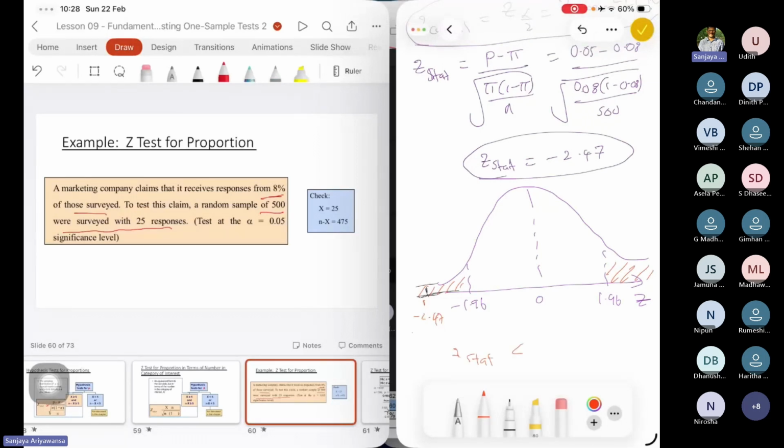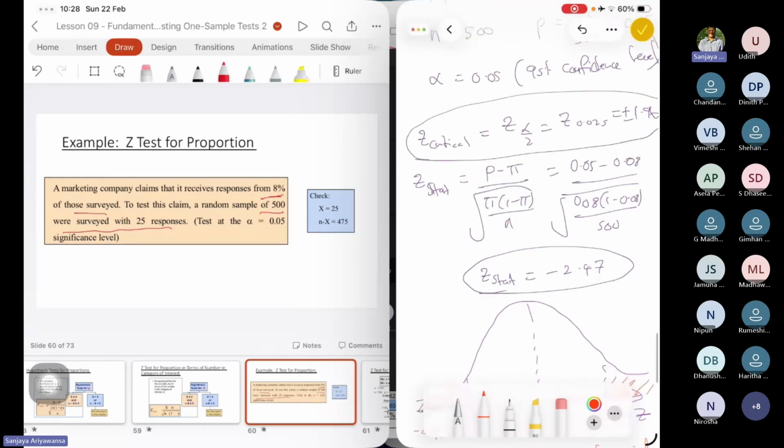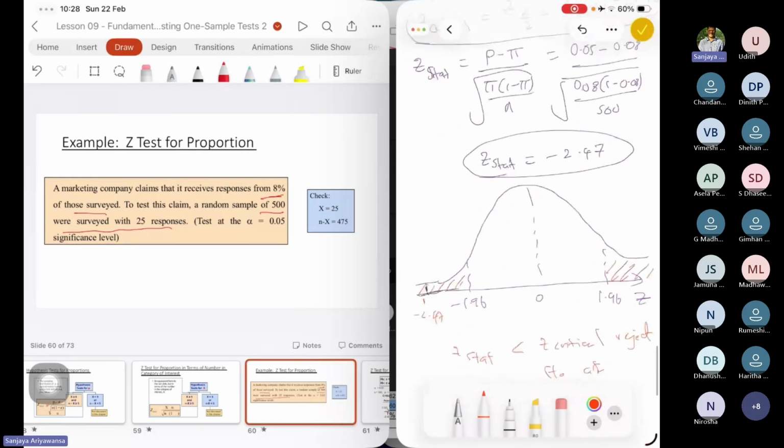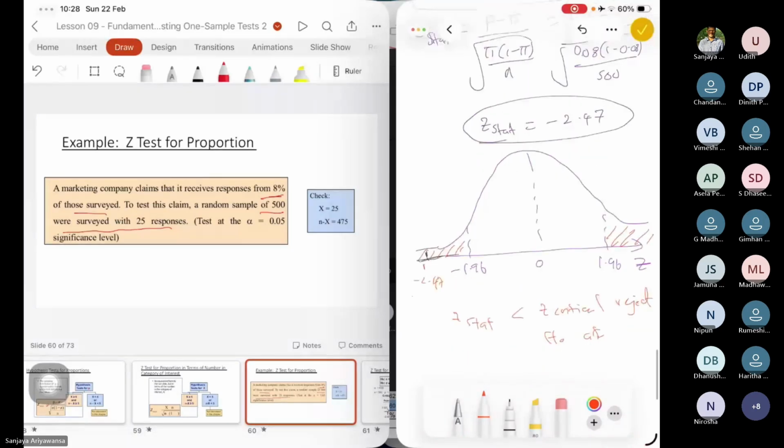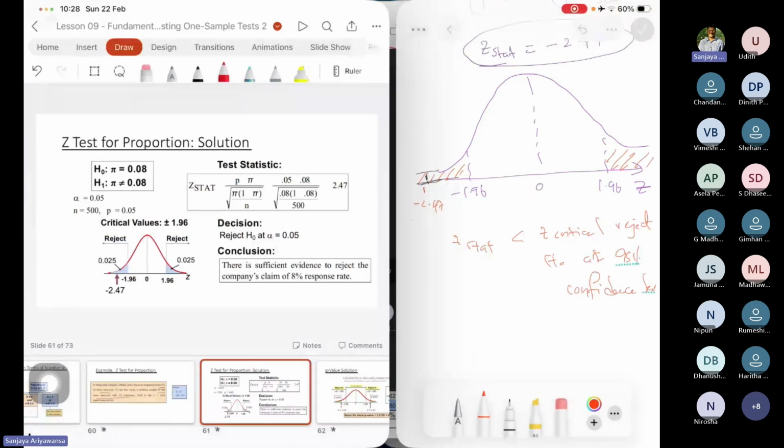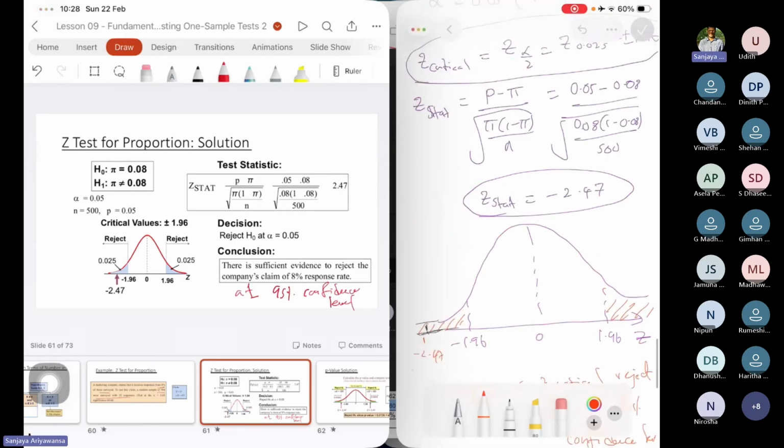So we say the Z stat is less than the Z critical and we reject our H naught. What was the confidence level? 95%. So there is sufficient evidence to reject the company's claim of 8% response rate at 95% confidence level.